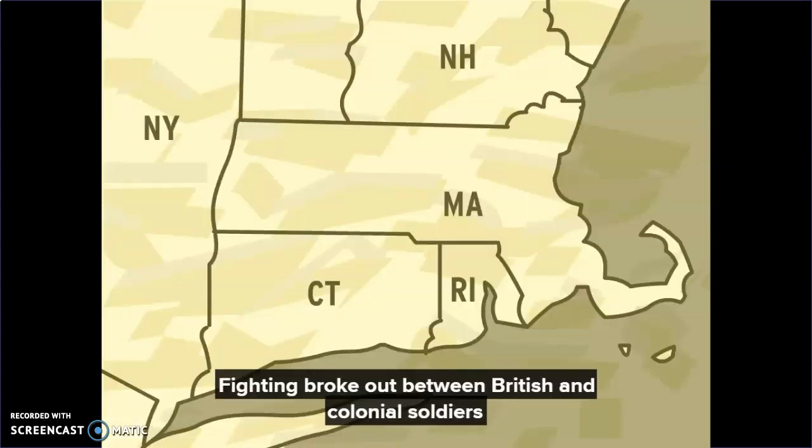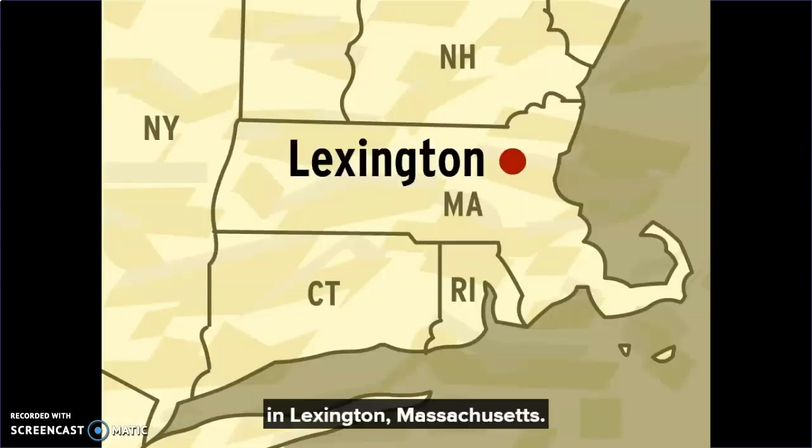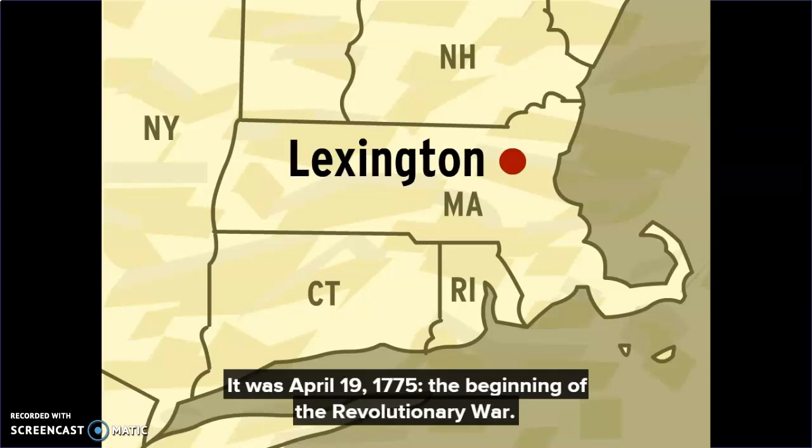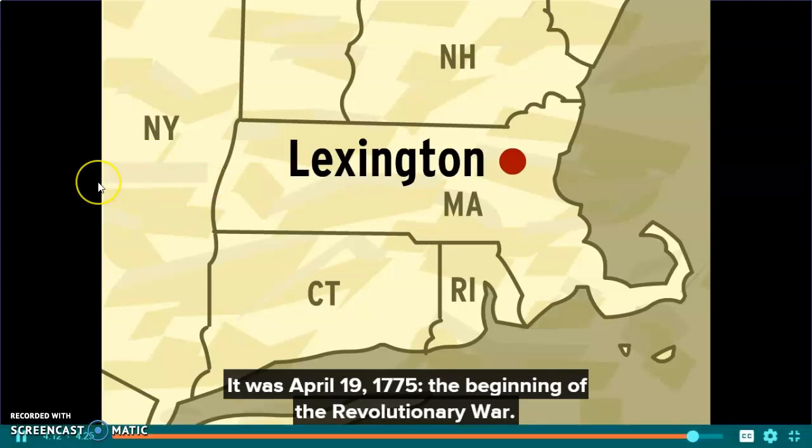Fighting broke out between British and colonial soldiers in Lexington, Massachusetts. It was April 19, 1775, the beginning of the Revolutionary War. So I'm going to pause it right there. So once again, the war starts in 1775, and then after that, they're going to meet again, and they're going to draft the Declaration of Independence, which will be passed on July 4, 1776. But first, the battle started first. Now, remember, in order for us to be independent, we need to win this war, and that's the next big step.